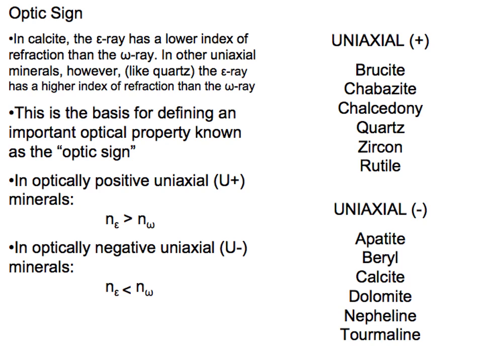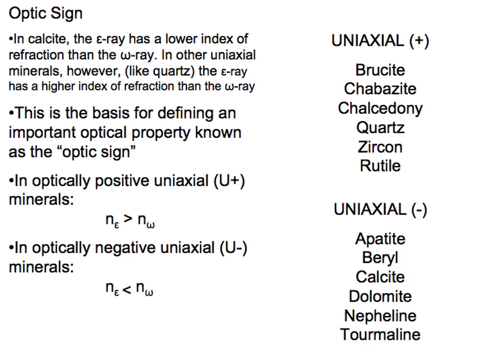So we've actually skipped over something. I didn't have you think about this very hard, but you might have thought about it in the back of your mind, and that is: is it the ordinary ray or the extraordinary ray in a uniaxial mineral that is faster? It turns out it can be either way, but it is specifically characteristic of each given mineral.